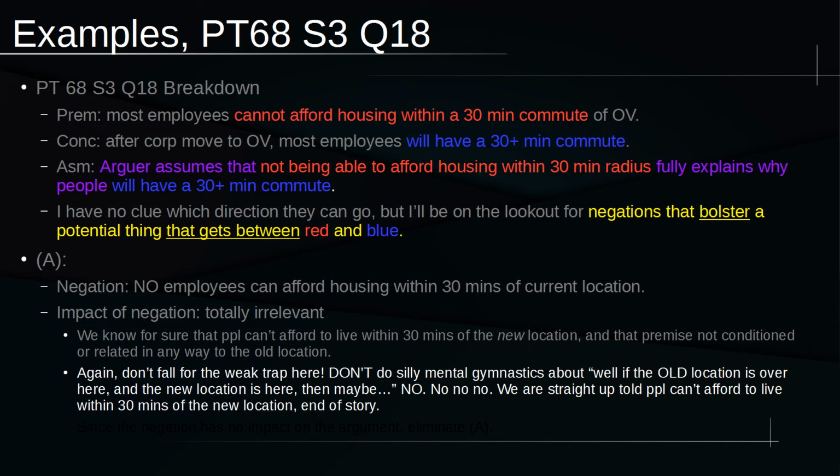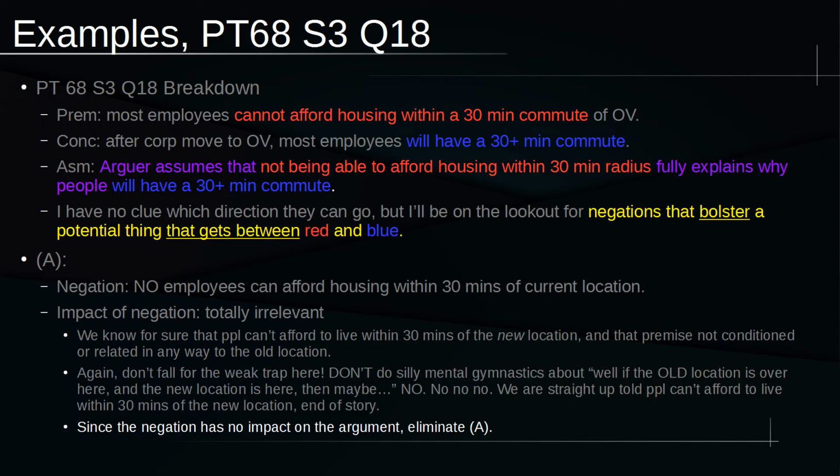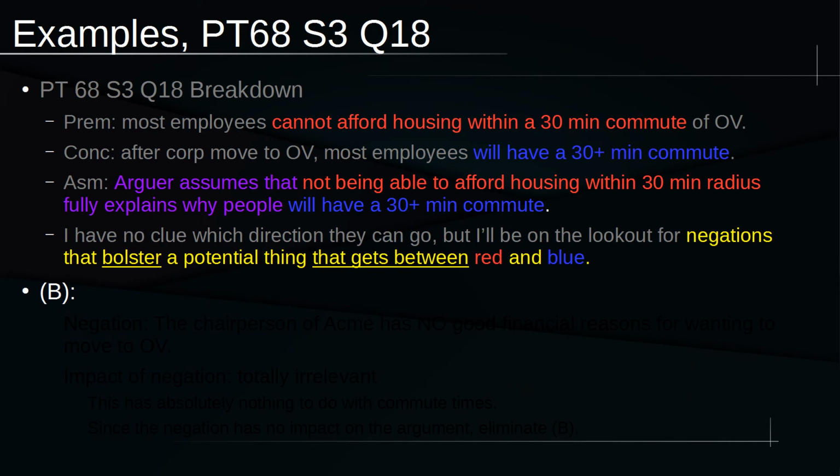Which is to say you haven't proven anything at all, you just wasted your time. And so, having refused to do the mental gymnastics that we have no evidence to back up anyway, we have decided that the negation has no impact on the argument, and we've eliminated A. Let's look at option B.